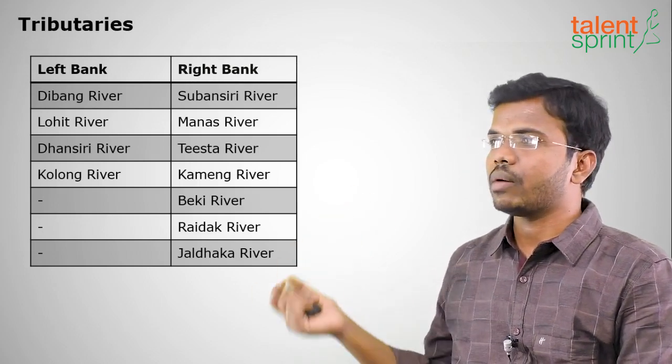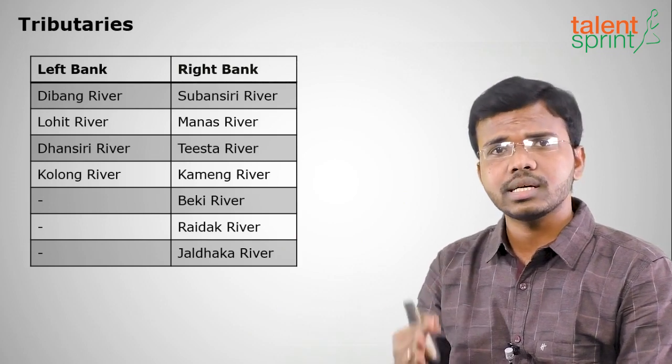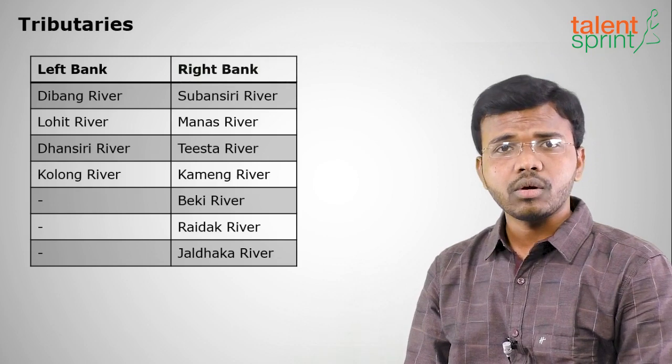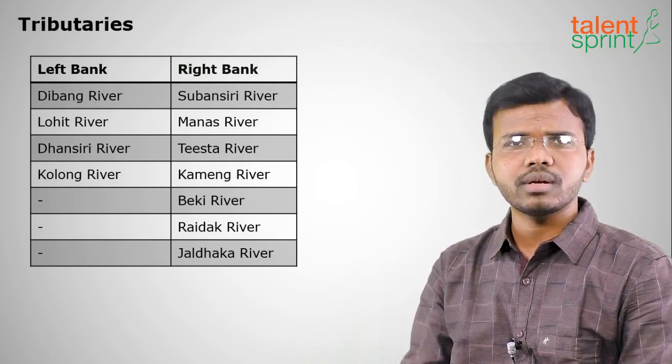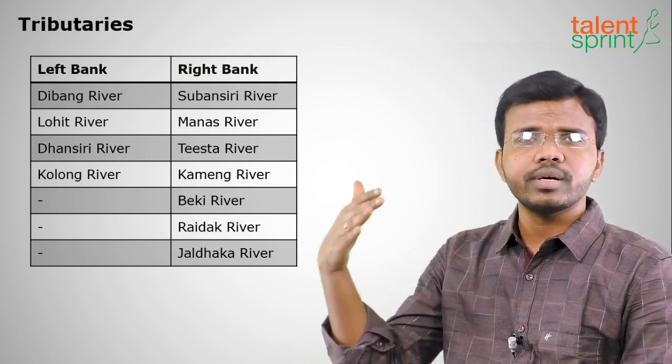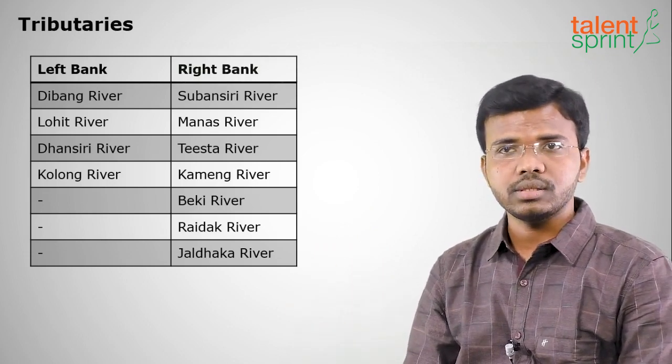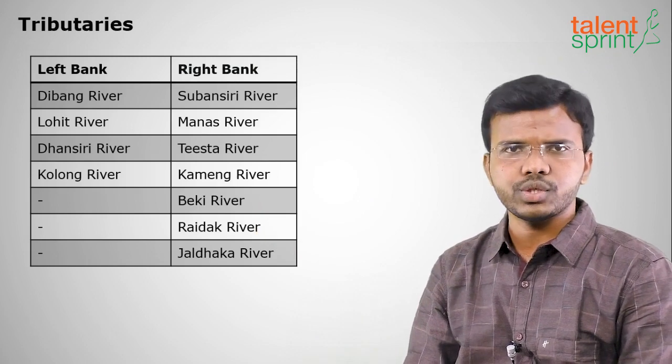Brahmaputra. And we have Kameng River, Beki River, Raidak River. These are the right side tributaries of Brahmaputra. You have to remember all of these. There may be questions. So important ones are Dhansiri, Lohit, Subansiri, Raidak, all these. Manas, Teesta, all these are important ones. The Teesta river is a tributary of... There may be a question, right?